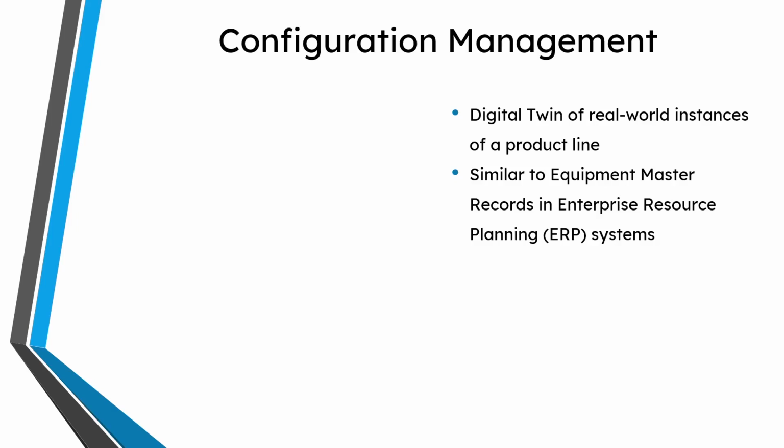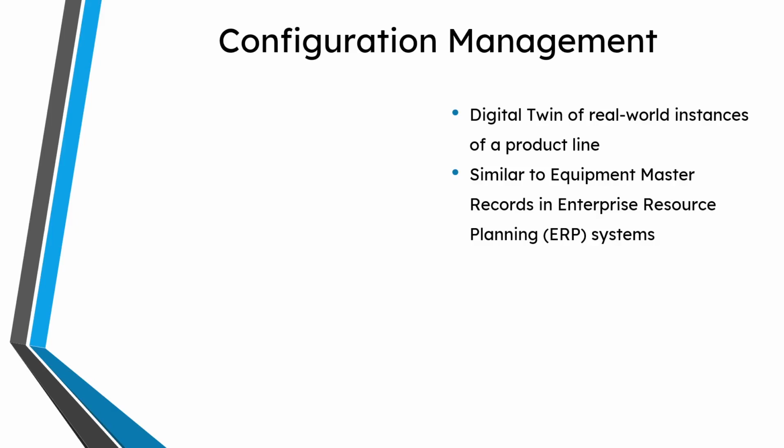Another big use for Windchill parts is configuration management. Configuration management in Windchill allows you to capture all the different parts and components and objects that went into the construction of an actual object. So it allows you to create a digital twin of real world instances from a product line. So this is typically used for something that is not mass produced.